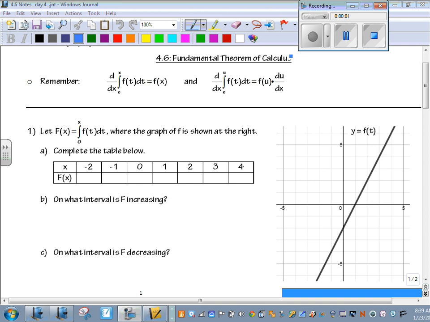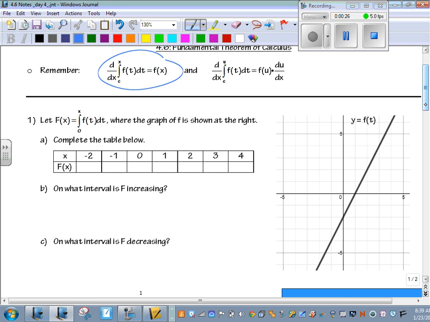So yesterday we talked about how the derivative of the definite integral from c to x of f of t dt is just going to be f of x. And if this is c to u, an expression in terms of x, we're substituting u in for t, but then we have to multiply by the derivative of u, just basically using the chain rule. What we're looking at today is more concentrating on the first part here and tying it in with some old stuff that we've done.